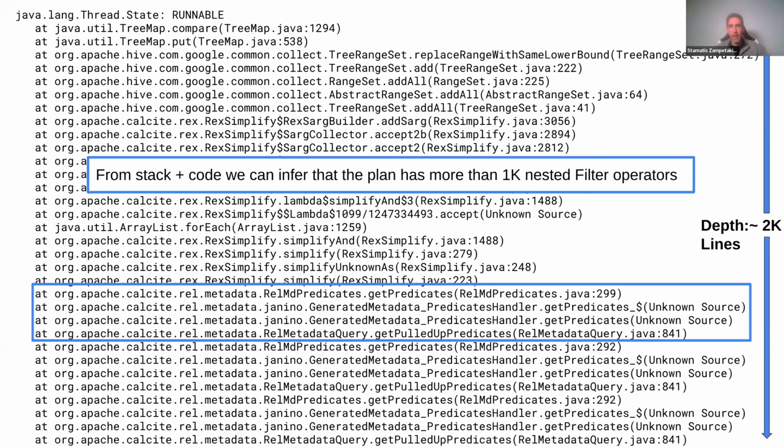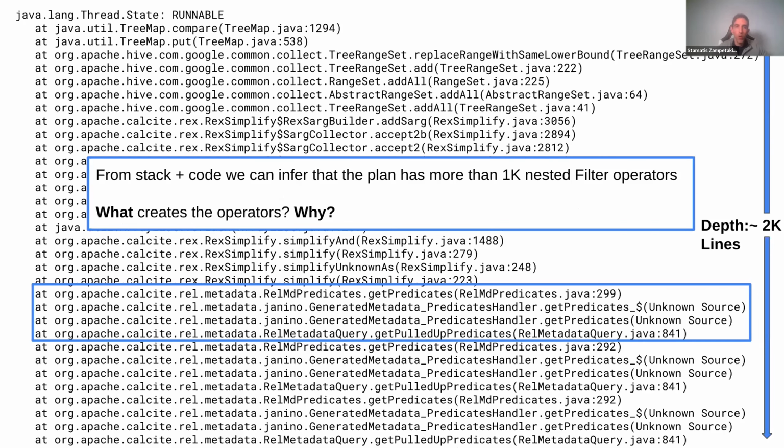So now, okay, yeah, we have the lines. We are lucky, and using the stack trace plus the actual code, we can infer that the plan has more than 1,000 nested filter operators. So yeah, even with the stack traces and the profiler, we have advanced quite a bit into the debugging. So we know that there is a problem with the filter operators.